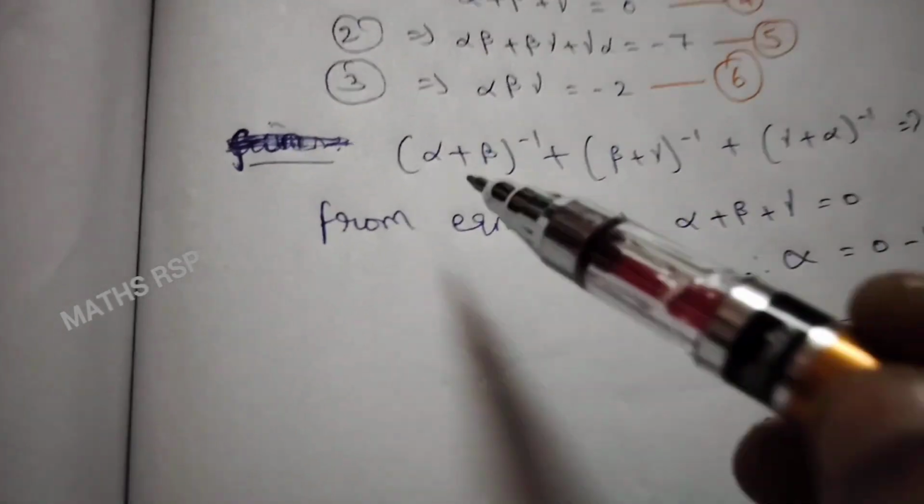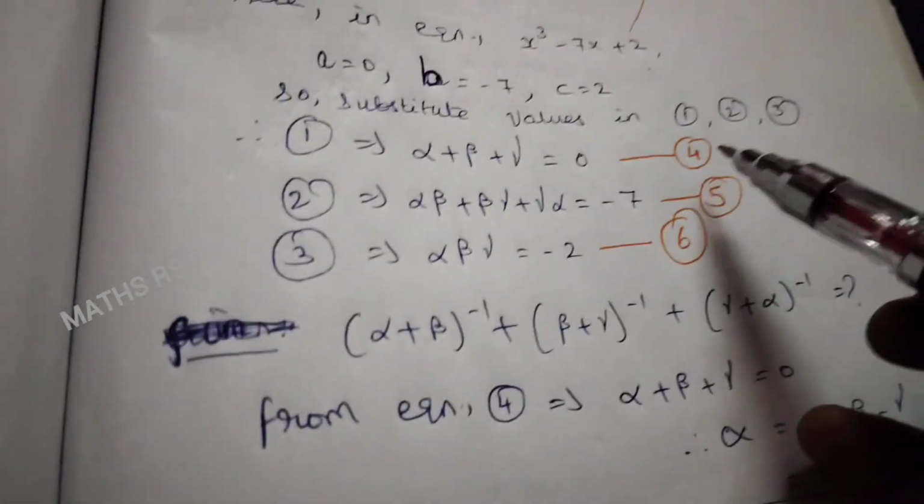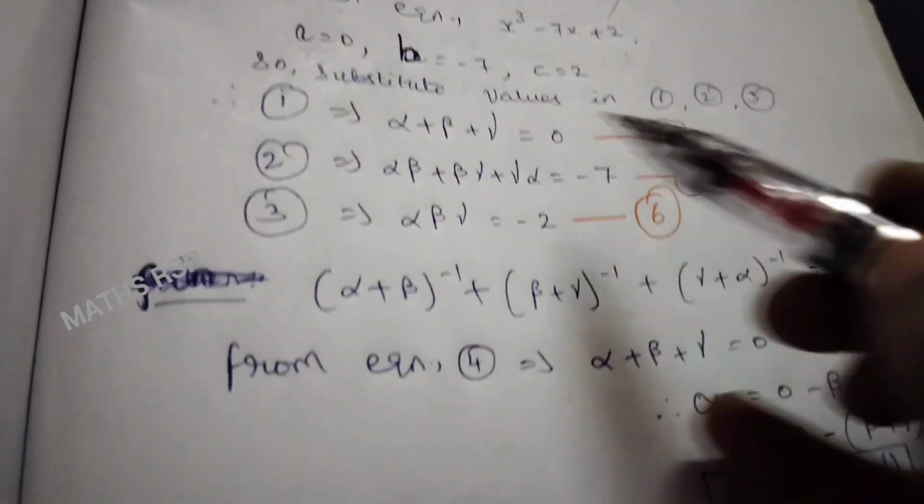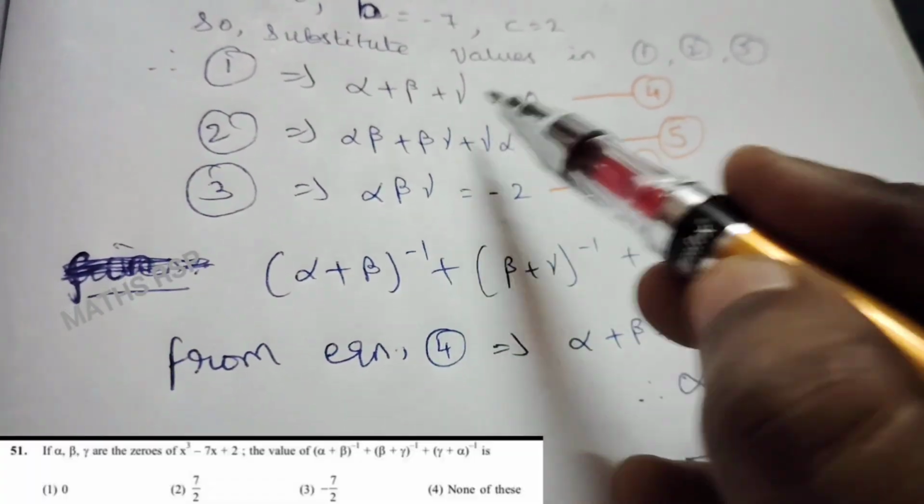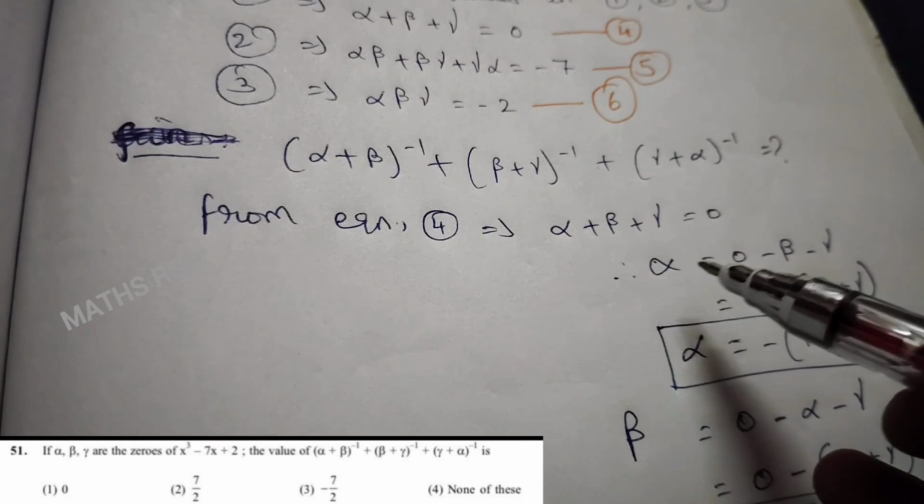Now we need to find the value for this expression. So alpha plus beta inverse, then this one. So we need to find it. From equation 4, alpha plus beta plus gamma equal to 0, right? So I need to find a separate value.